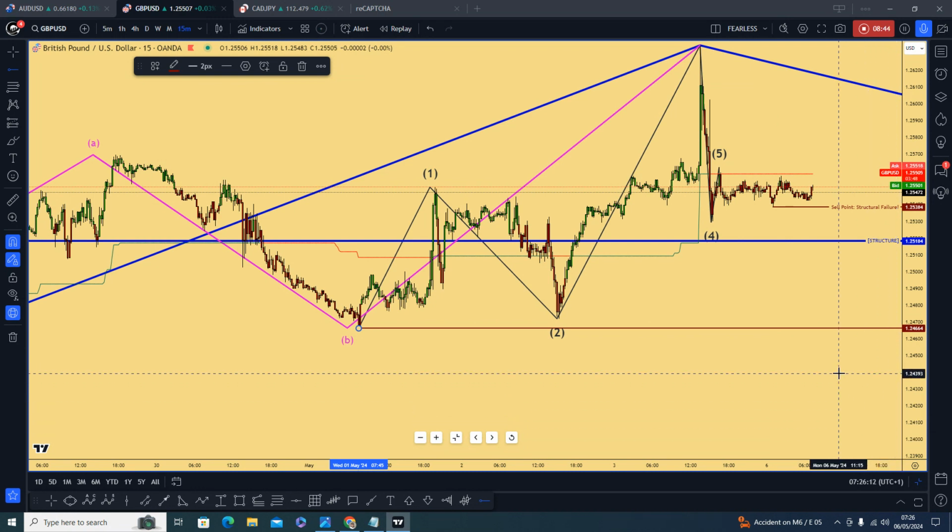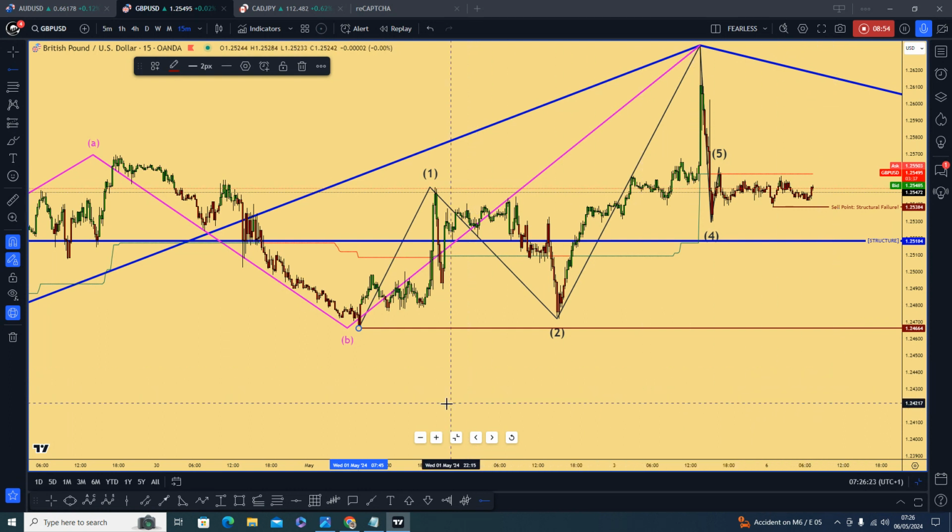That's basically what we're looking at this morning, the 6th of May 2024. I should be posting some other trades during the week, but give me feedback on how you get on with this trade and give us a thumbs up.